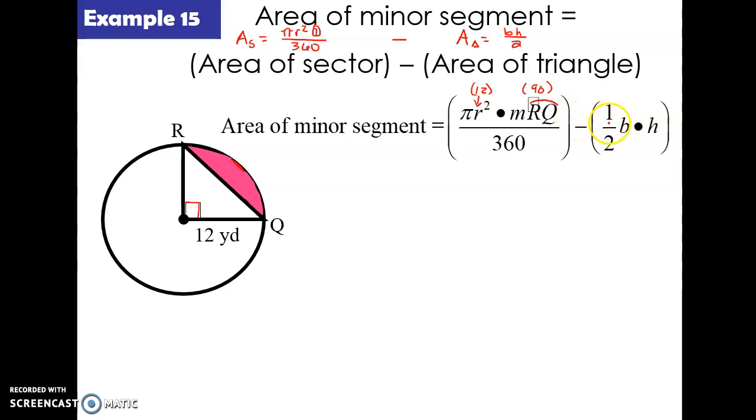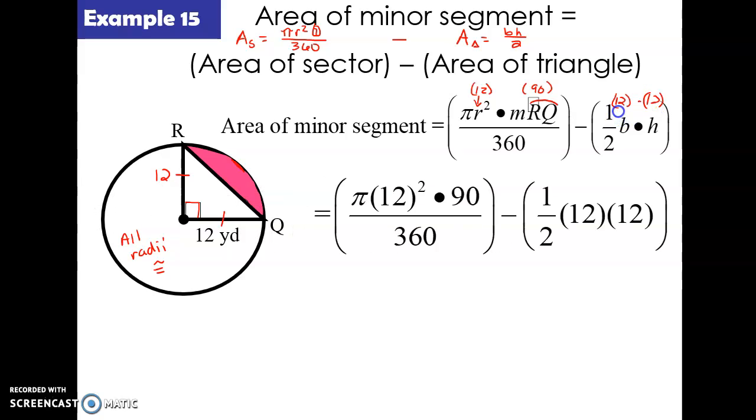Then let's think about, okay, the area of my triangle here. This is the area of my triangle, 1/2 base times height. Same thing as base times height divided by 2. When I look at my triangle, it is a right triangle, but its sides are made up of radii of the circle, and all radii are congruent in the same circle. So I know that this is also 12. So 1/2 of 12 for my base times 12 for my height. Okay? So now they've plugged in the values.